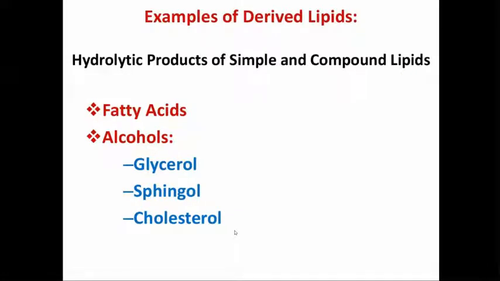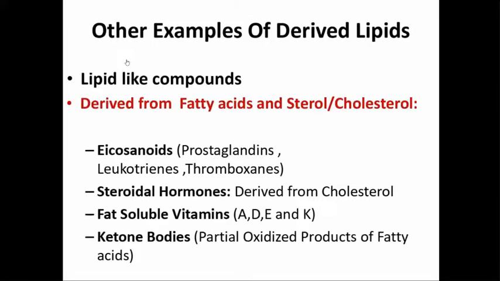Examples of derived lipids: as I mentioned earlier, derived lipids are formed whenever group 1 and group 2 lipids undergo hydrolysis. For example, when triacylglycerols are hydrolyzed, they form fatty acids plus the alcohol, it may be monoacylglycerol or diacylglycerol. All of them belong to derived lipids. Cholesterol ester belongs to simple lipids. When cholesterol esters undergo hydrolysis, they form fatty acids plus cholesterol. The free cholesterol is an example of derived lipids. Other examples of derived lipids are lipid-like compounds like eicosanoids, steroidal hormones, fat-soluble vitamins, and so on.